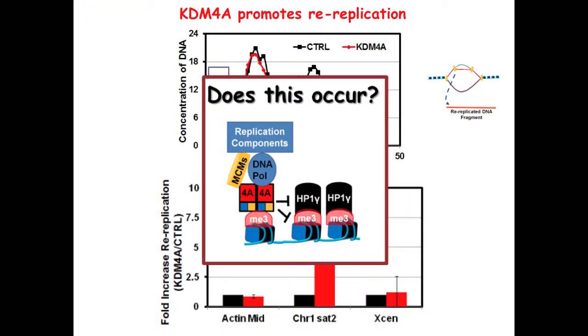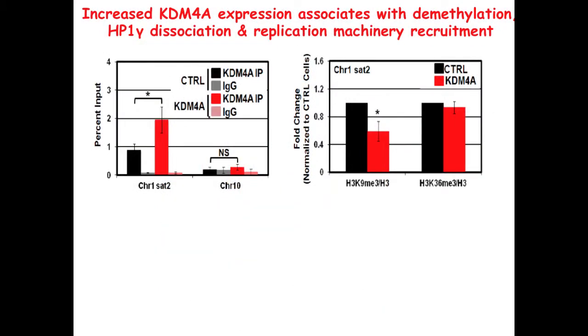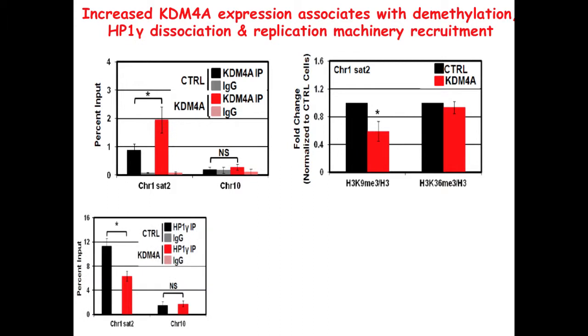So then we went on to ask, if this is true, is it through this recruitment of components? You recruit these various components in, you alter methylation, and you alter HP1 density. What we found is that when you increase expression of the demethylase at satellite 2, you get enriched occupancy, but not at other places. You reduce the amount of K9 trimethylation, one of those residues that causes site-specific gain. We then demonstrate that you displace HP1 gamma, which was the particular chromatin binder that could block the effect.